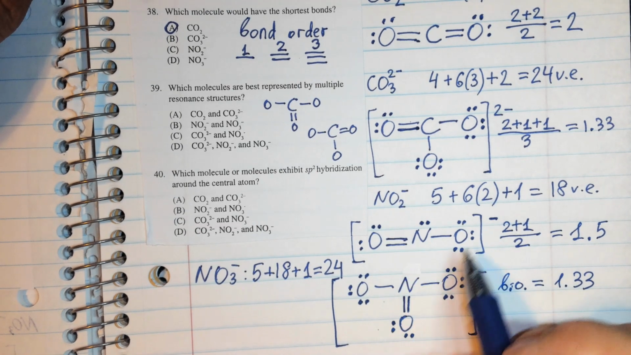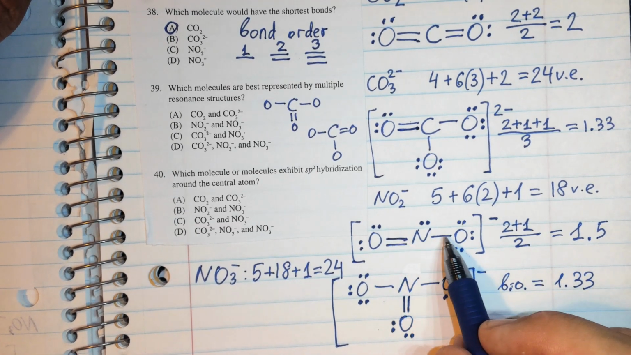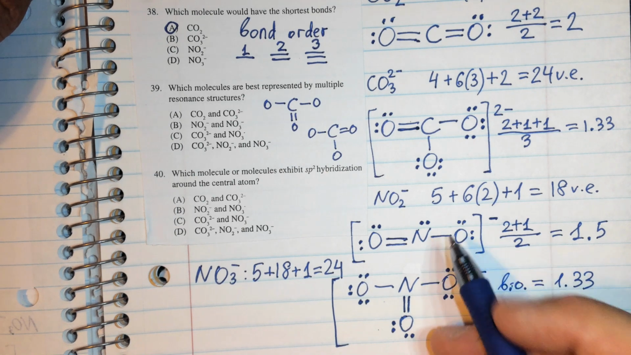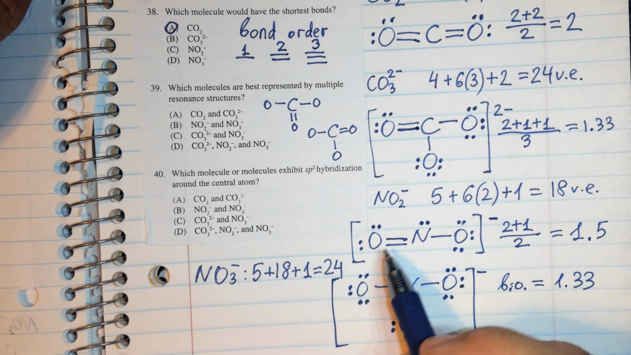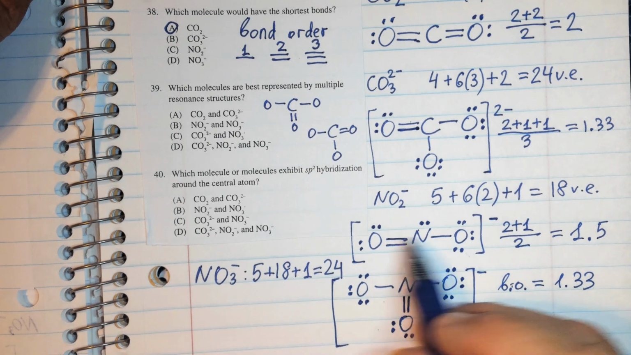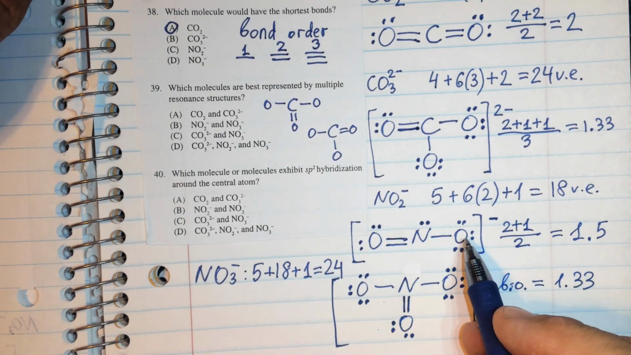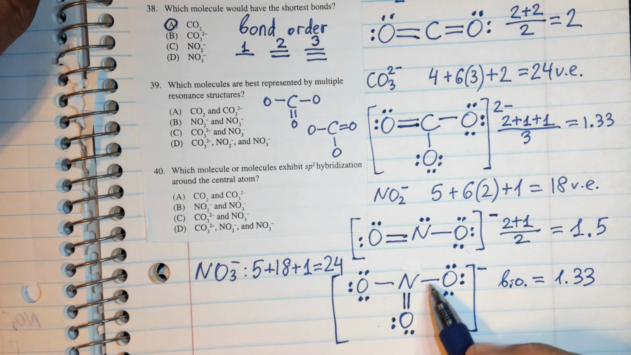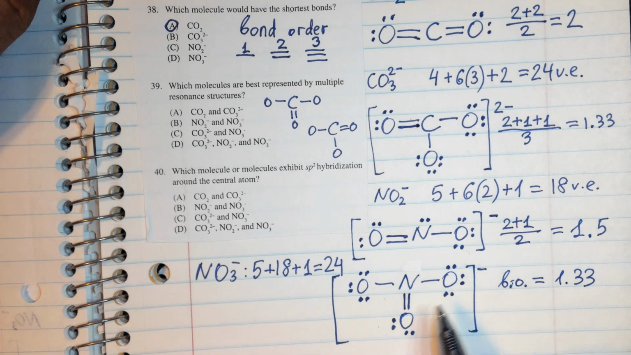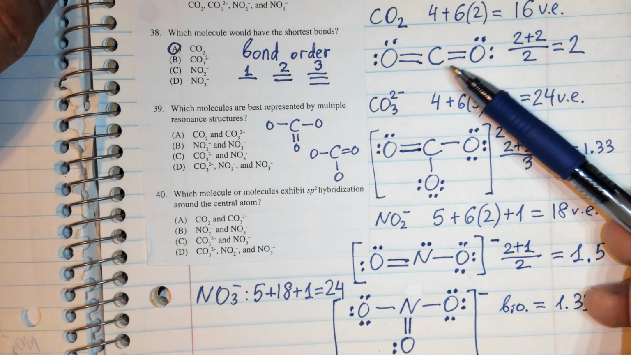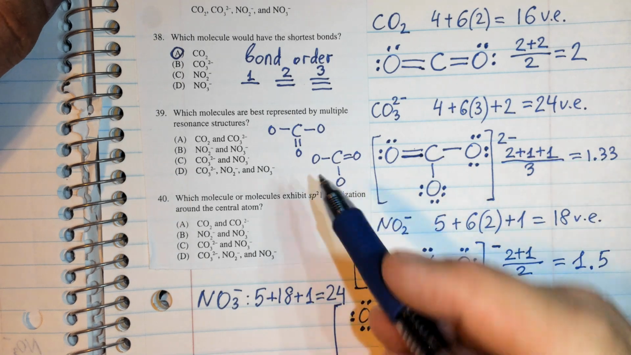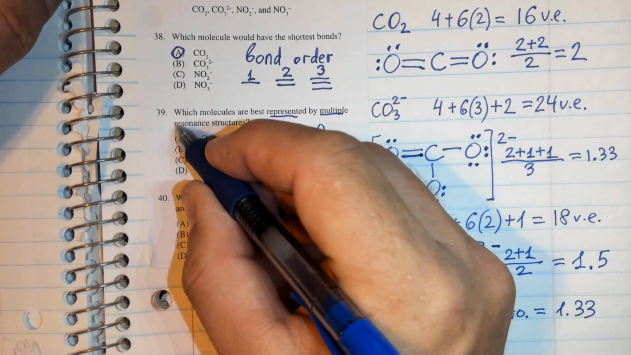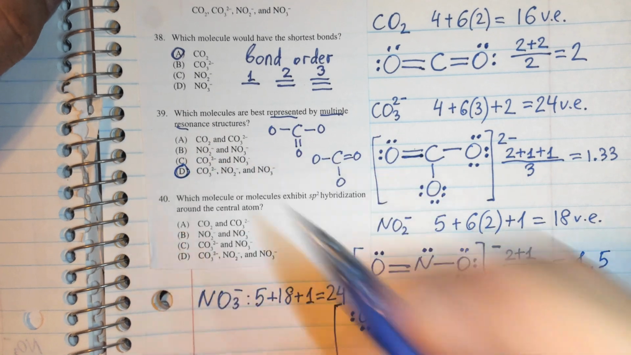What about NO2? Yes, we can move this double bond to the other side and get another equivalent Lewis structure for it. So yes, you can draw two resonance structures for NO2. And also for NO3, you can move the double bond here or here. They're all going to be equivalent bonds and equivalent structures. You can draw 3 resonance structures for NO3. So all of these except for CO2 can be represented by multiple resonance structures. So the correct answer here is D.